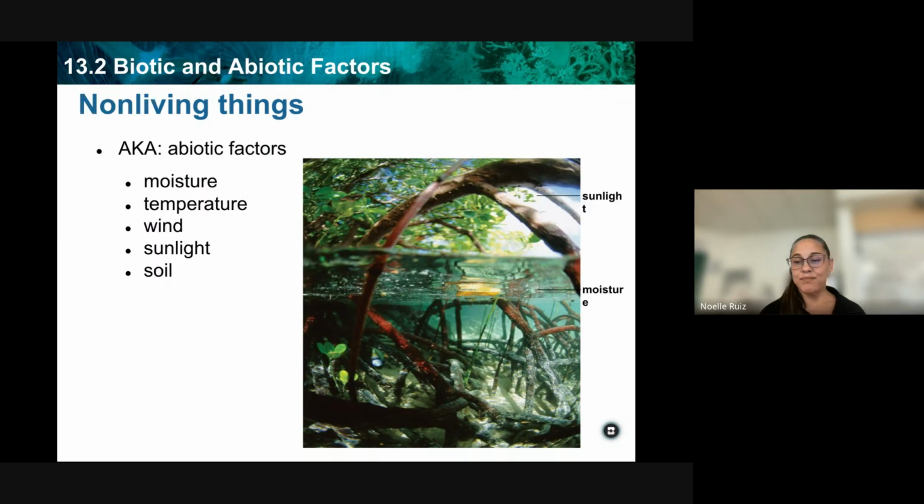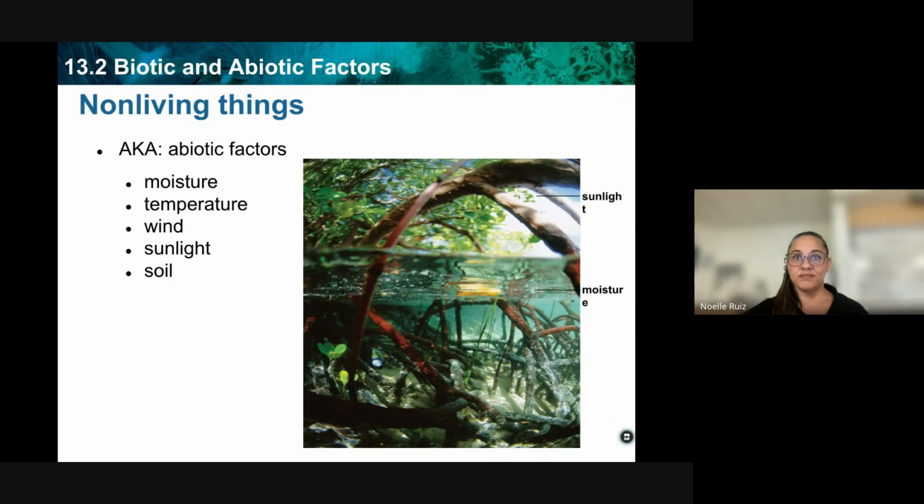Non-living things are called abiotic factors. When you use the root word a, just the letter a, you put it in front of a word, it just means not. So abiotic just means not living. And these are moisture, the water content, temperature, wind, sunlight, soil. They are not living, but they are still very important factors to all the living things in that area.